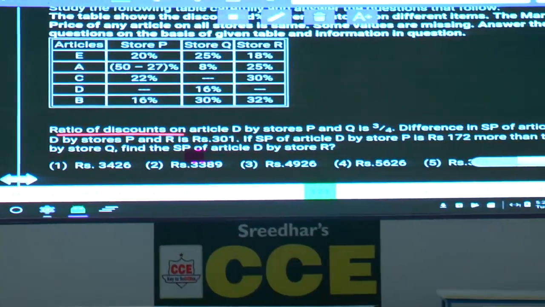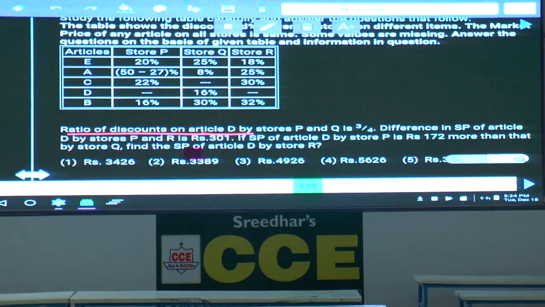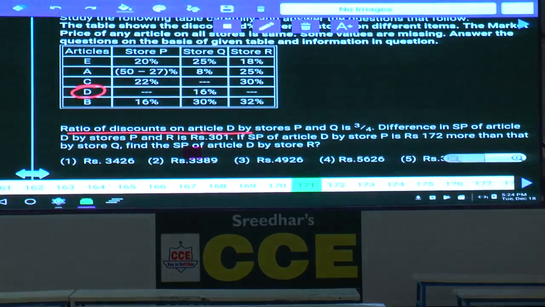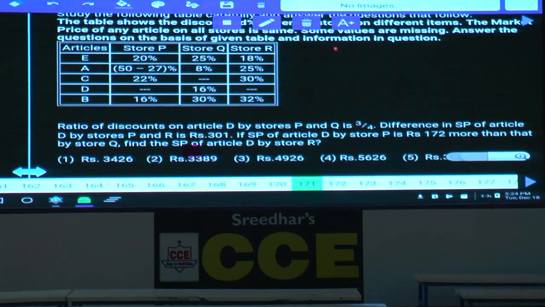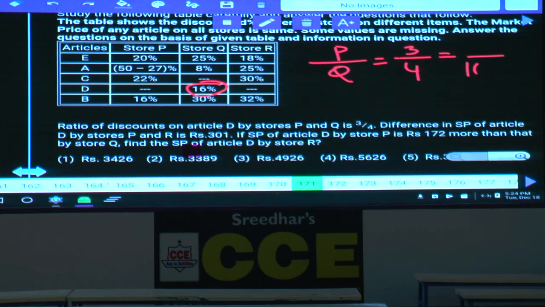Ratio of discounts on article D. Article D, this one. By store P and Q is 3:4. Discount percentage offered by P to Q is equal to 3/4. And you know Q is offering 16%. If 4 parts is equal to 16, 3 parts should be equal to 12%. Now you got the discount offered by P for article D.